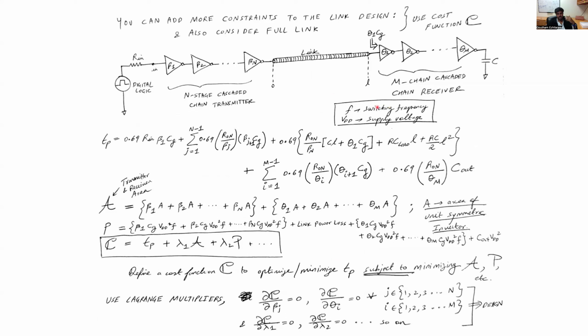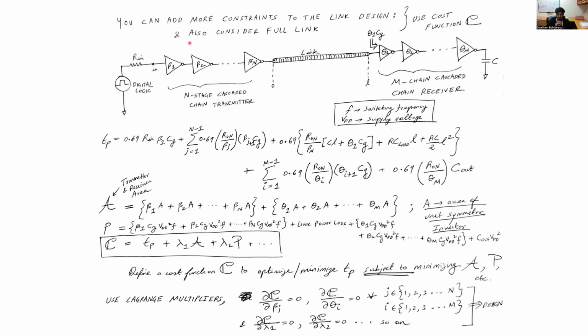In this case, I've given an example where I have designed both the transmitter side as well as the receiver side. So in the transmitter side, you have the input digital logic with an input resistance, and you can have n stages, beta 1, beta 2, and so on, of a cascaded inverter chain. Similarly, the receiver side can have a different cascaded inverter chain, theta 1, theta 2, up to theta m. And obviously the thetas and betas are not the same, and n and m are not the same, which is finally driving the load capacitor, which is the input capacitor of the output digital logic in chip 2.